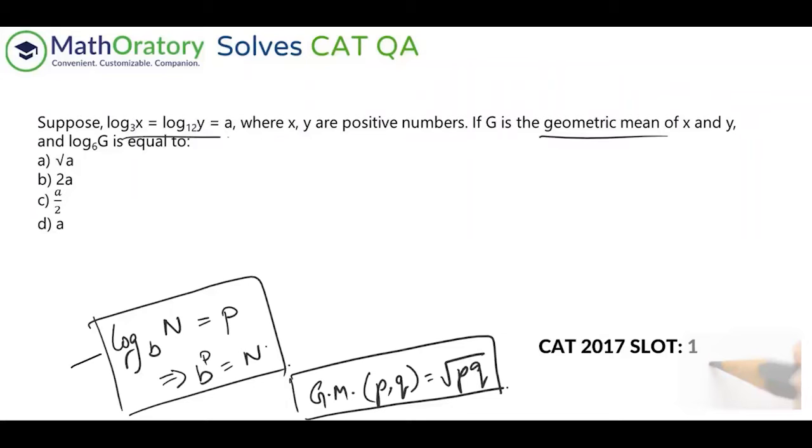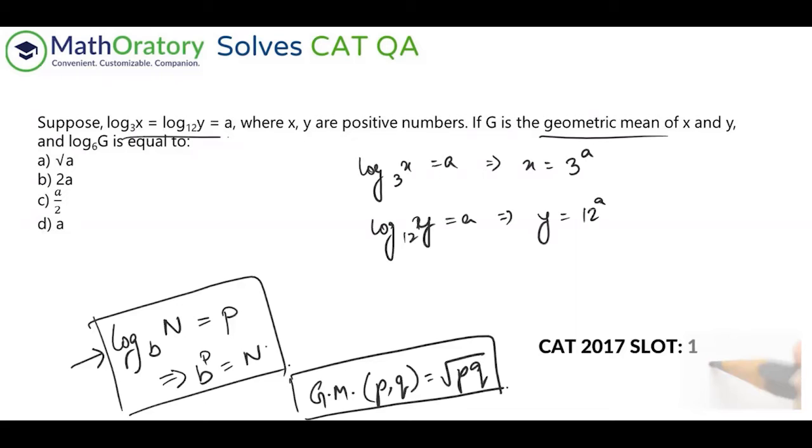So again, using this idea, we know that log x base 3 is equal to a implies x is equal to 3 to the power a. Similarly, log of y base 12 is equal to a implies y is equal to 12 to the power a. So this is the basic idea, right? Now, using the geometric mean idea, geometric mean g is given by root over x into y. Now, this is basic indices. Everybody will be aware of it. 3 to the power a into 12 to the power a is basically 3 into 12 to the power a, that is root over 36 to the power a.